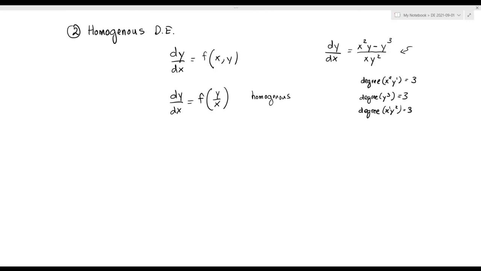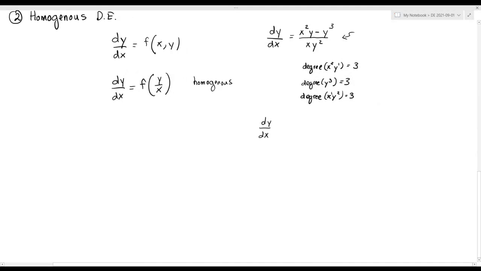And what we want to do is then re-express the right-hand side as a function of y divided by x. So towards that end, I am going to divide top and bottom of the right-hand side by x squared, or x cubed, rather. So distributing, simplifying, we're going to get the numerator, we're going to get y over x minus y cubed over x cubed.